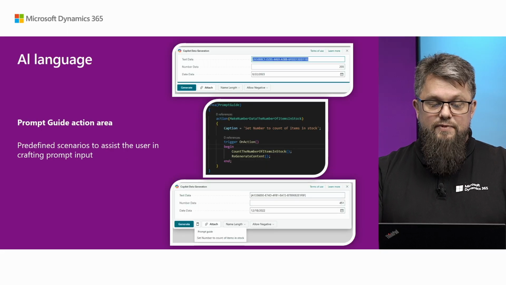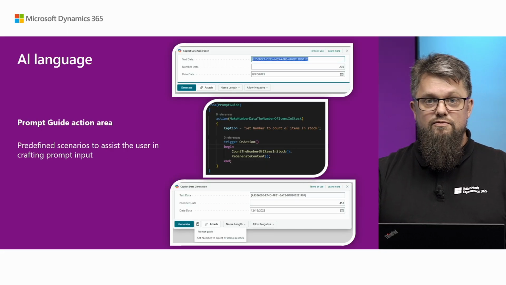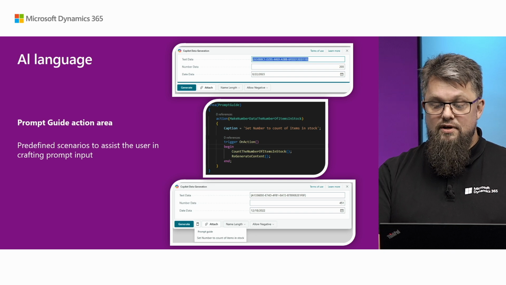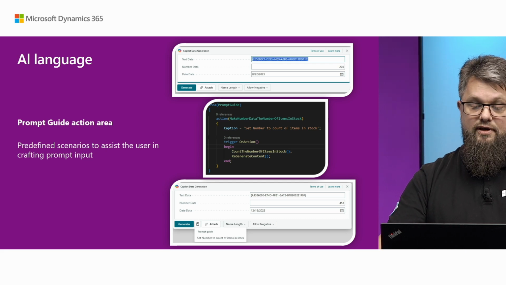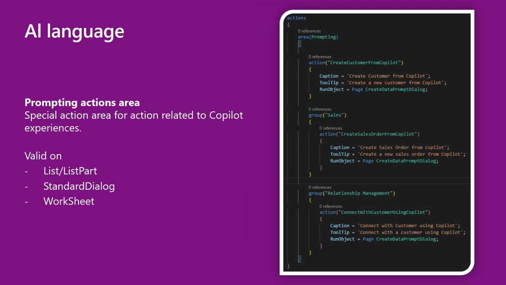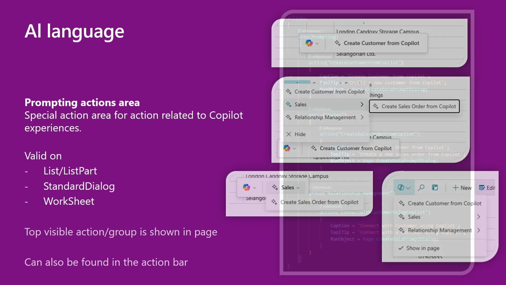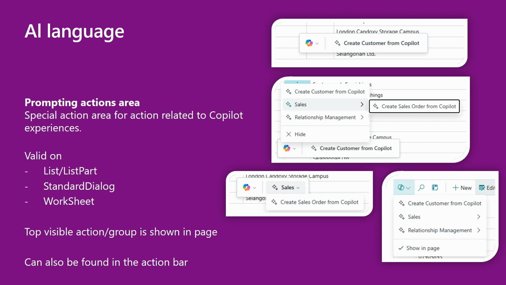In these actions, you can specify scenarios that the user can use to be inspired to create new prompt values to get data from the system, or just be inspired to try out new things. For other pages like lists, we now have a prompting action area. In this area, you can define new actions that are related to Copilot experiences. The first visible action in the prompting area will be shown on the page on top of all the content for quick access. As with other action areas, you can organize your actions in groups.